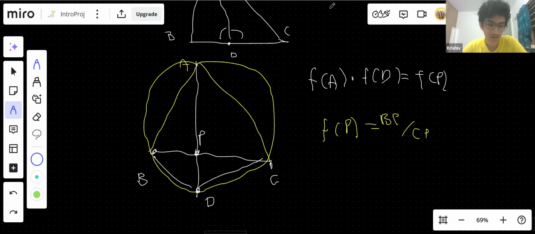So I'll take one problem based on this. Not based on this, but you can use this ratio lemma on it.